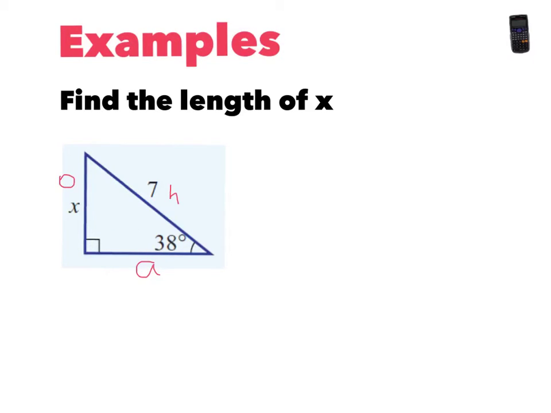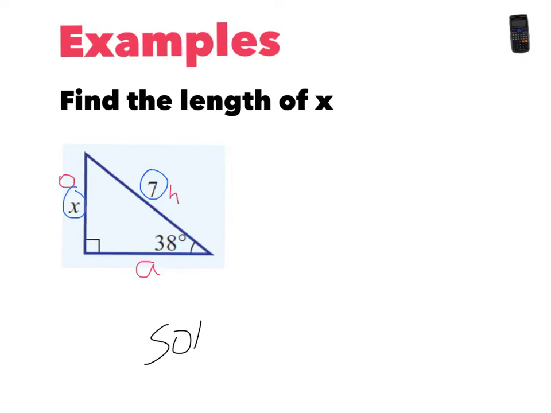Then what I need to do is, I know that I only need an angle and one side in order to find out one of the others. What I need to do is say, okay, what sides have I been given, and what side am I looking to find out? I have been given the hypotenuse, and I'm looking to find out the opposite. Which one of my trigonometric ratios deals with the hypotenuse and the opposite?